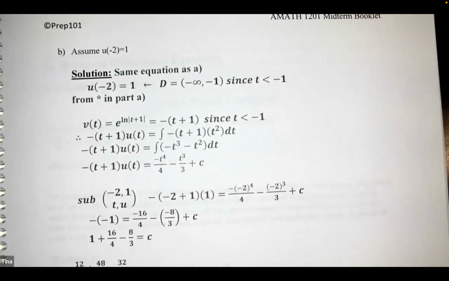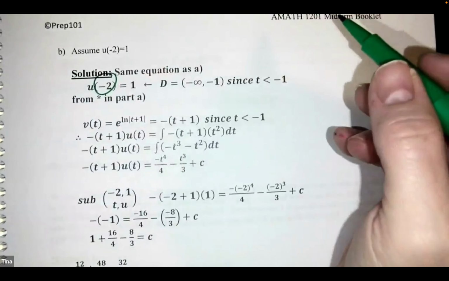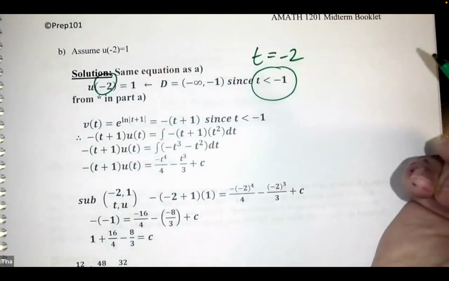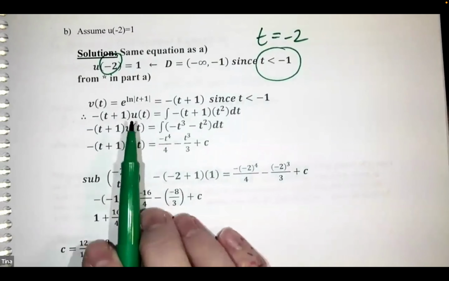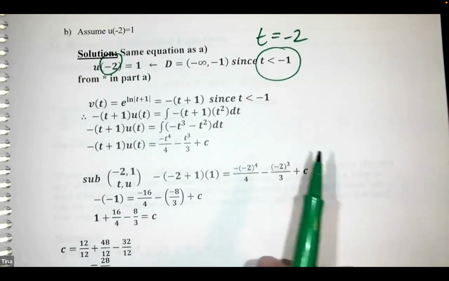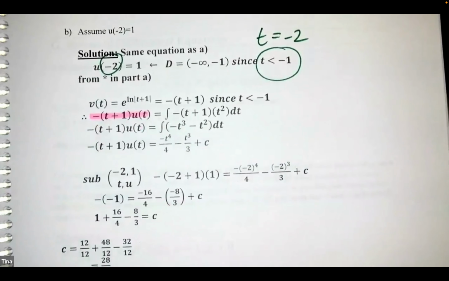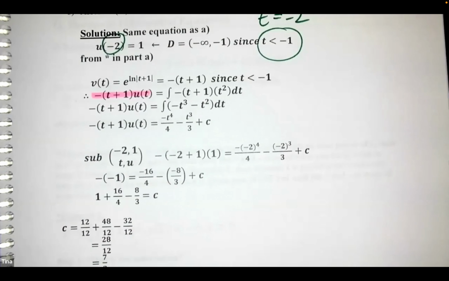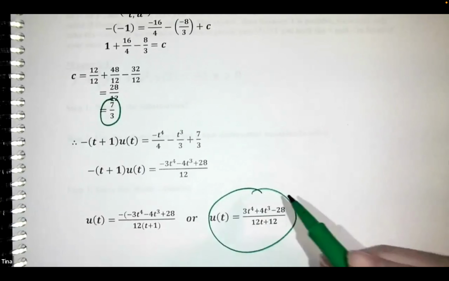But if they were to say, let's say u of negative 2 is 1 here, then in this case, we're looking at this t being a negative, right? T is negative 2. So it would be in the other part of the domain, which means it's the negative case. So then when you get your e to the ln absolute value, it's really negative t plus 1. So think about it. If in one case you had no negative in front, in the other case you have a negative in front, you are going to get a different answer, right? And so you get a different c and a different final solution.